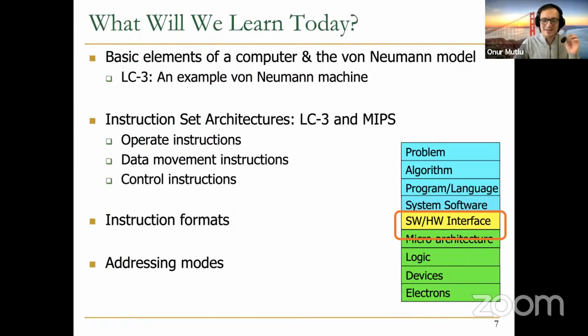Okay, so these are what I plan to cover today, basically. We're going to talk about the basic elements of a computer and the von Neumann model, and then jump into LC3, an example of the von Neumann machine. We're going to talk about instruction set architectures, LC3 and MIPS. We're going to look at different types of instructions, operate instructions, data movement instructions, and control instructions. We're going to examine their formats, and we're going to look at the addressing modes that they use to generate addresses so that they can bring data in, access data, for example. And as you can see on the right over here, we're going to cover the hardware-software interface, which is the instruction set architecture, which is a contract between the software and the hardware, what the software expects the hardware will provide.